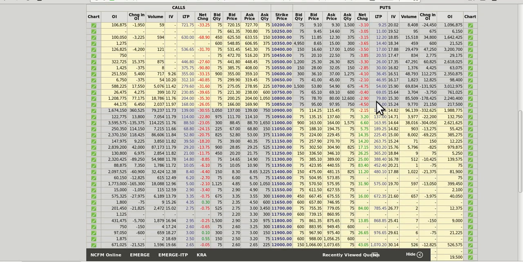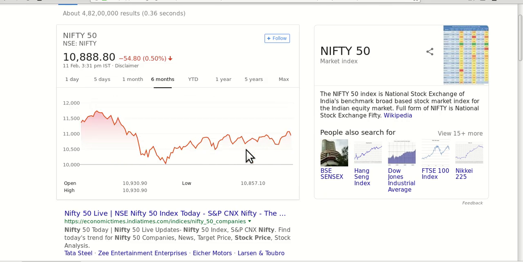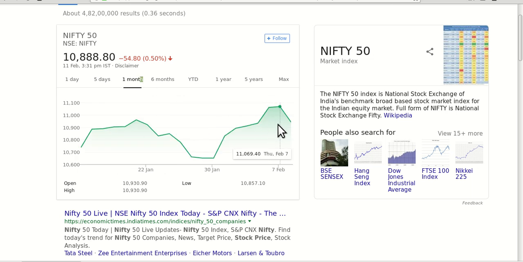If we talk about Nifty today, if you see the 6 month graph of Nifty, it is operating in a constant range of 10,500 to 11,000. You can say it is consolidating in that range. That is my observation. If you see the 5 day graph, there was a breakout 1 to 2 days before the budget on expectation of good things, and also around the RBI policy where they reduced the interest rate by 0.25.